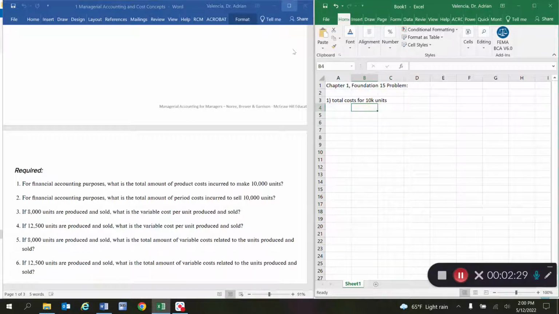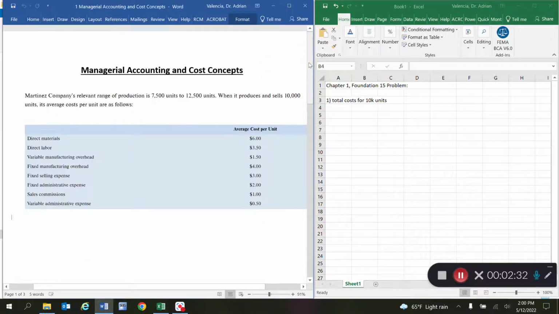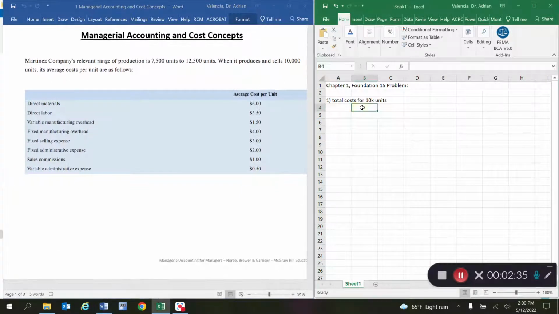In our particular example, we have direct materials of $6, direct labor of $3.50, variable manufacturing overhead of $1.50. So that includes these two items plus the $1.50 right here. And we do not include any of the non-production costs or non-product costs like administrative expenses and things like that, sales commissions. That's not included under absorption costing.